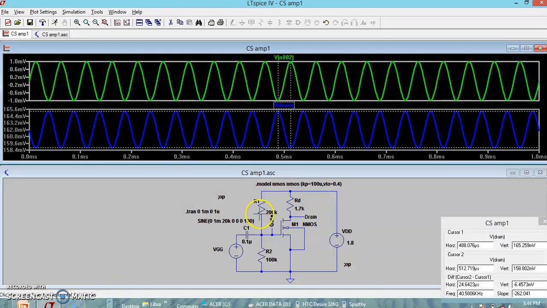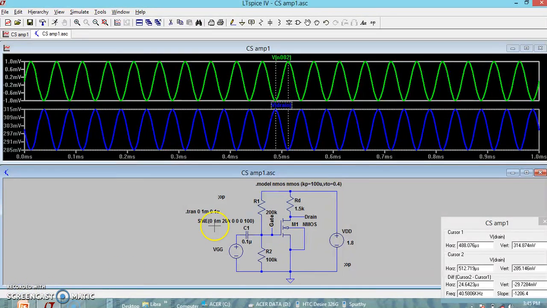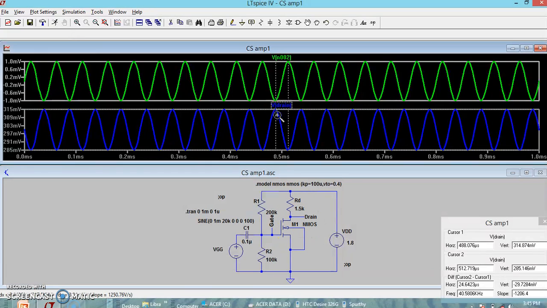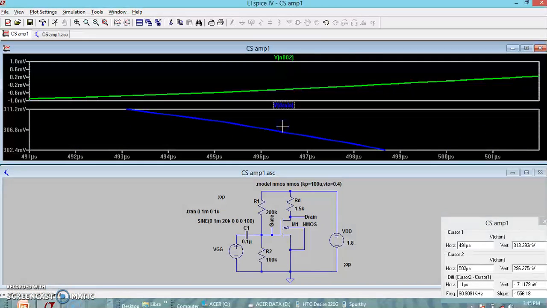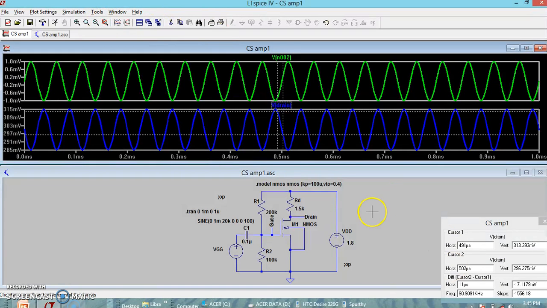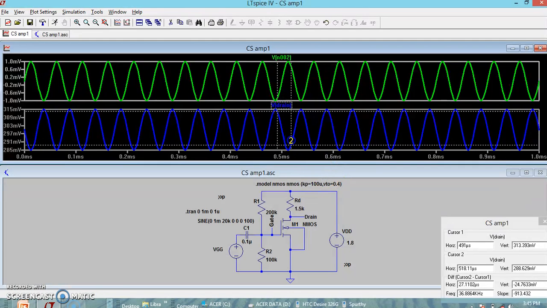So let us redo it for 1.5K and verify whether the gain is 15 or not. Now you can see I have reduced the value of RD to 1.5K. This 1.5K will ensure a drain to source voltage of 300 millivolts, which is more than 200 millivolts. Now the MOSFET is in saturation. If you see the peak to peak of output by peak to peak of input, you can see the output peak to peak is around 30 millivolts. So the gain is around 15.